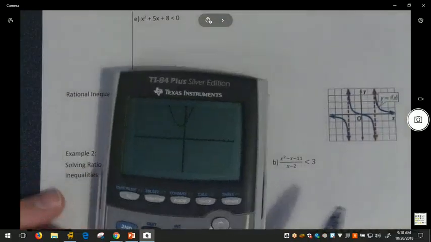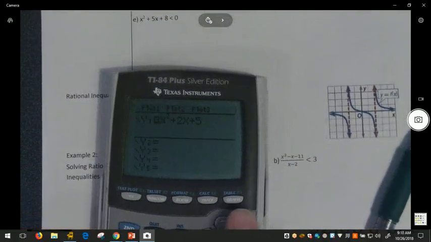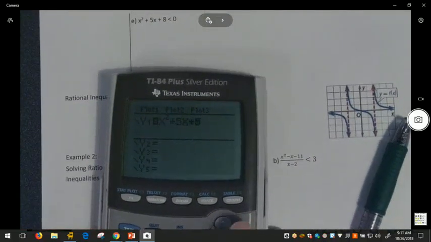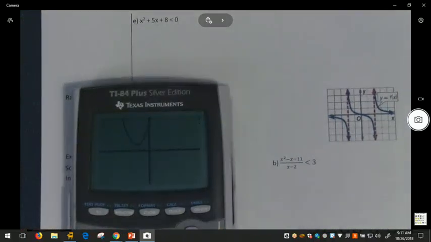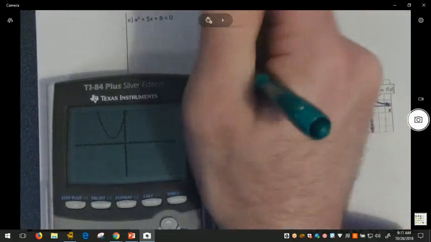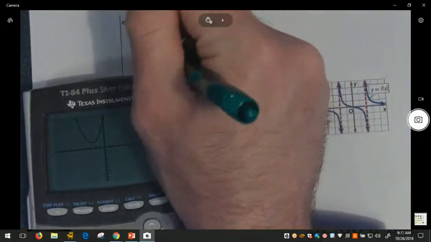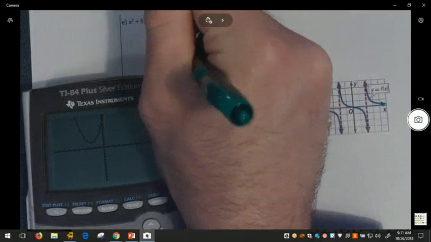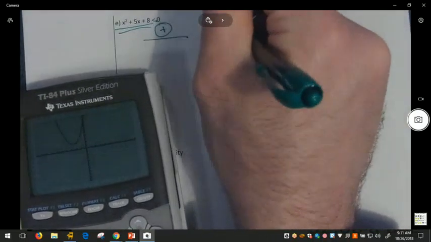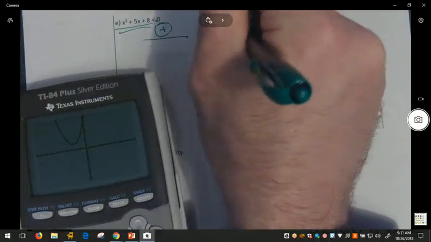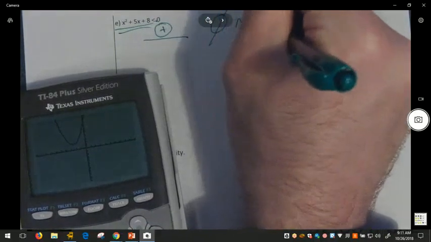Let's take a look at letter E. We have x squared plus 5x plus 8. I could do the quadratic formula to solve it if I needed to. And oh, look at that. It does say less than 0. Well, there are no zeros, so the entire time this has positive outputs. So it will never be less than 0. So it is no solution.